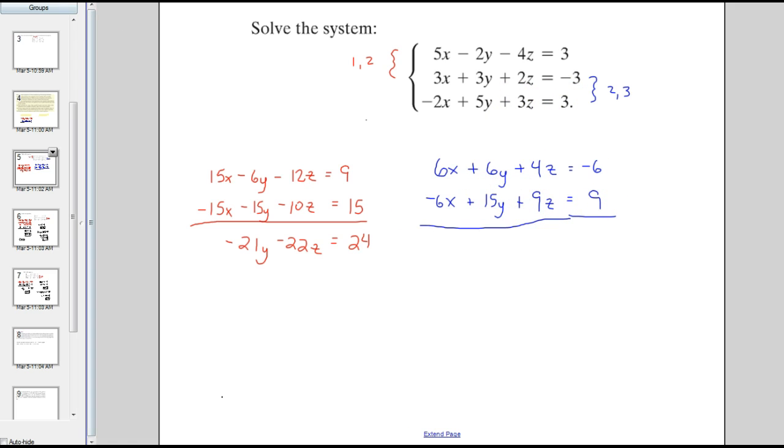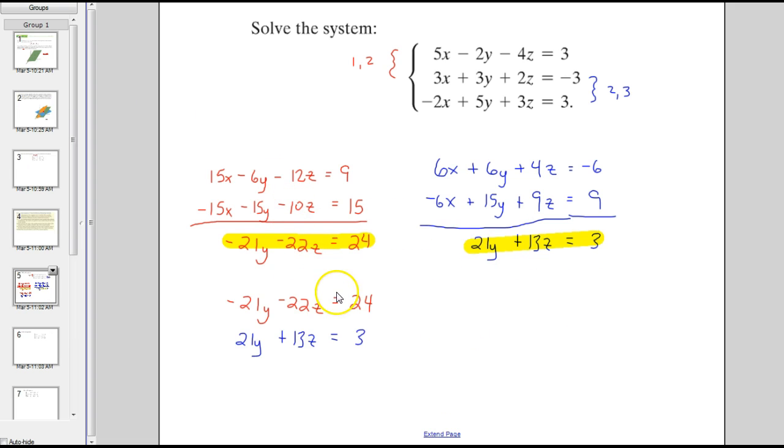And so when I combine these two, I get 21y, 13z equals 3. And now what I end up with is two equations with just two variables. So now I'm going to take these two and create a 2x2 system, meaning two equations, two variables, and solve that system. Now notice immediately the coefficients for y were opposites. So I can go ahead and add them as they are, and the y's cancel. -22 plus 13 is -9. And then 24 plus 3 is 27.